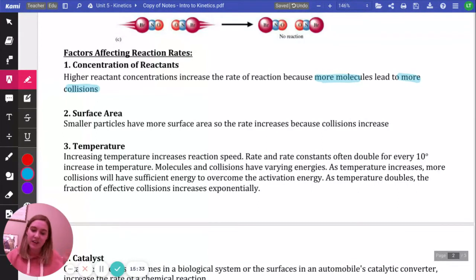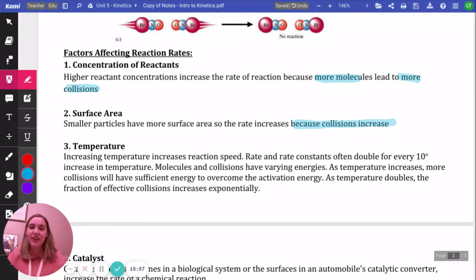Next is surface area. So smaller particles have more surface area, and that increases our rate because our collisions are going to increase. So the more surface area you have, the more likely you are to be able to have a collision. Oh my goodness. Lucy has decided to join us on the table. All right. The more likely you are to have a collision.